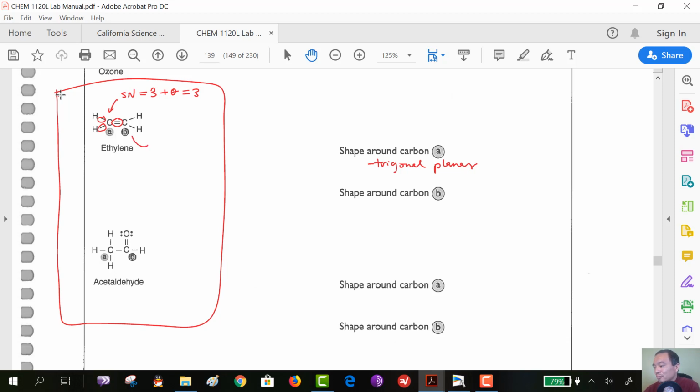When you look at the right side, at this carbon, it's the same way. For the SN number, you have a double bond and these 2 single bonds over here. So look at that. It's this double bond and these 2 single bonds. So SN is 3 plus 0. No lone pairs. That's also 3. So B is also trigonal planar.